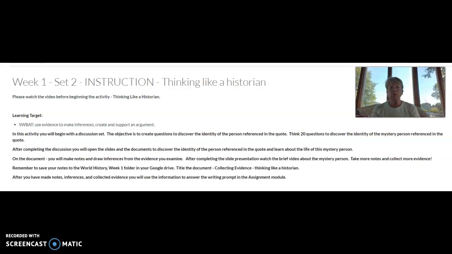Remember to save your notes to your World History Week 1 folder in your Google Drive. Title the document, Collecting Evidence, Thinking Like a Historian. After you have made your notes, inferences, and collected evidence, you will then use the information to answer the writing prompt in the assignment module.